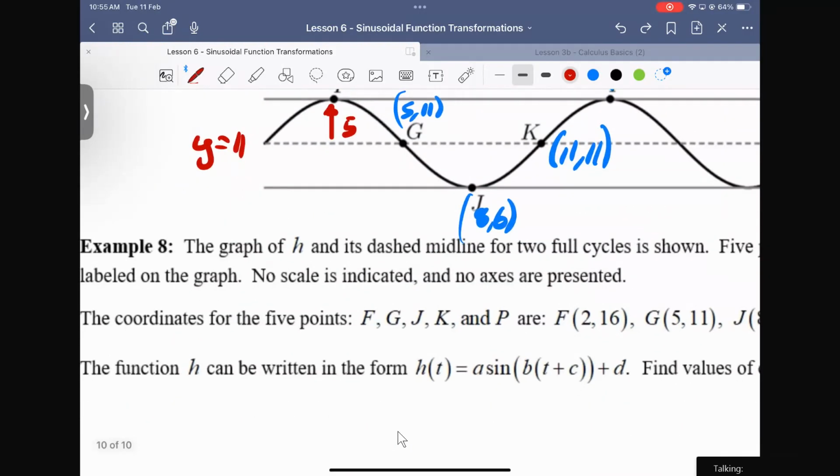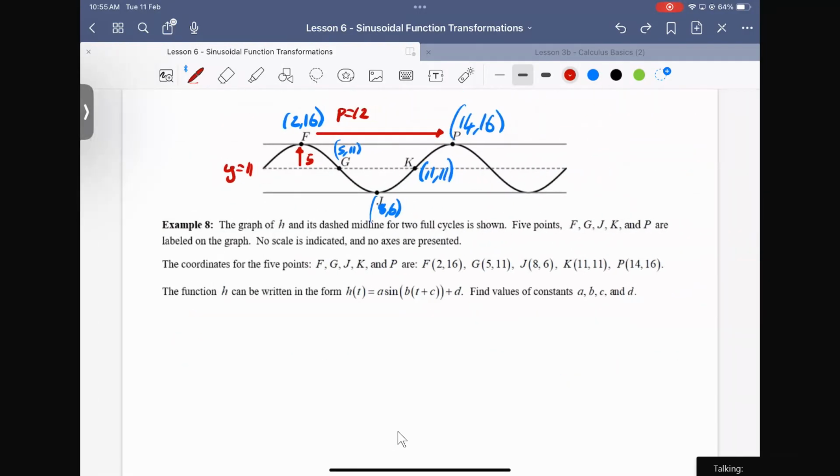Amplitude is equal to 5, that's A. Our midline, D, is going to be 11. Our B is going to be 2 pi divided by the period. So this is going to be pi over 6.